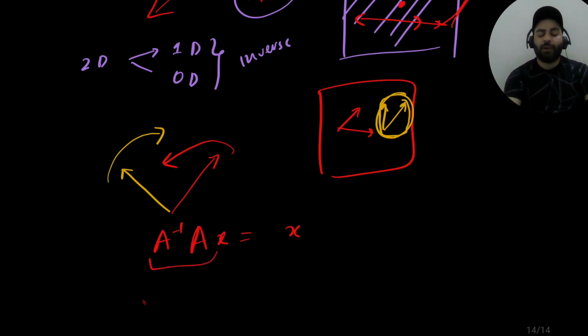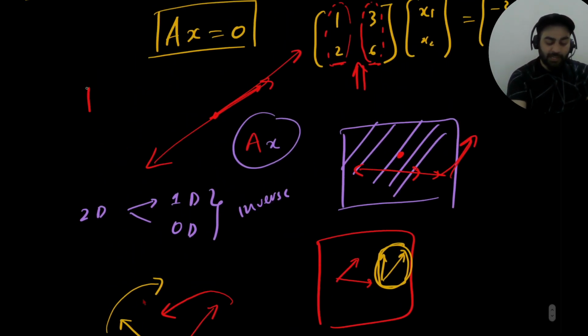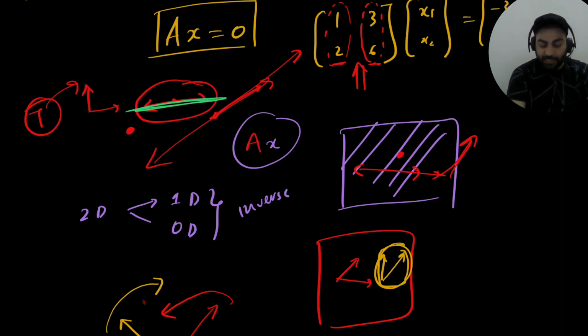Now I'm saying when the inverse won't exist. So the inverse won't exist if, let's suppose we have a transformation like this. Let's suppose we have a transformation T, it took these vectors onto a single line or maybe onto a point. So now you cannot get all the vectors onto this, you can only get vectors on this line, and for this point you can get no vectors.